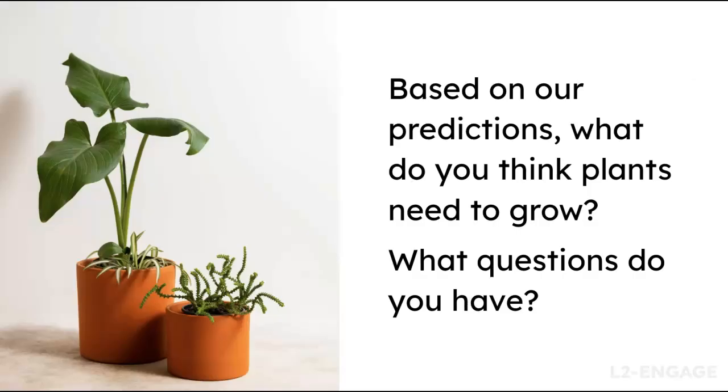To start the Engage portion, you'll show students their growing plants from Lesson 1 and ask that based on their predictions, what do they think plants need to grow? You'll revisit the driving question board and add any new questions and highlight others connected to the learning goals of this lesson by calling attention to questions about what plants need to grow.